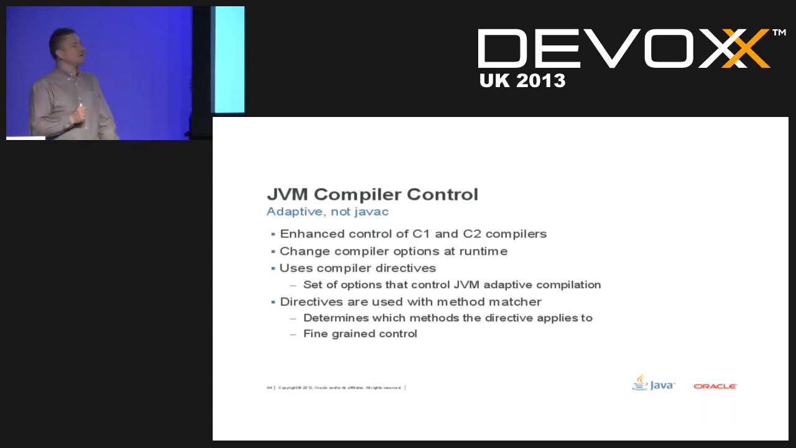JVM compiler control. So this is about adaptive compilers. Again, this gives you API or programmatic control over the way that the compilers work. So you've got options that you can put together as a compiler directive, and then you can use a method matcher to say, okay, these are the directives that I want to use for a specific method, and that will allow the compiler to use different approaches for different methods based on your requirements.